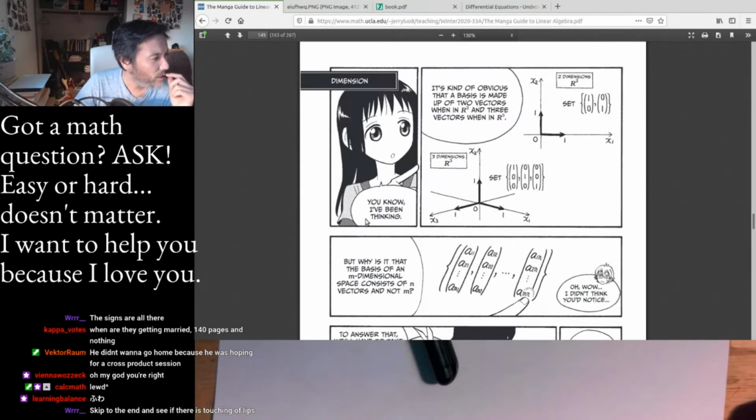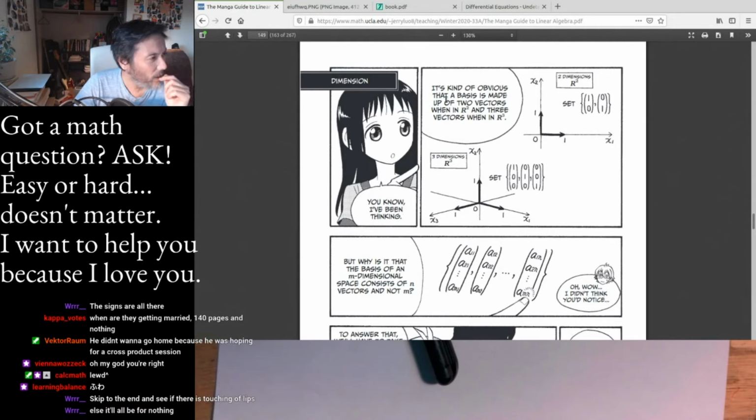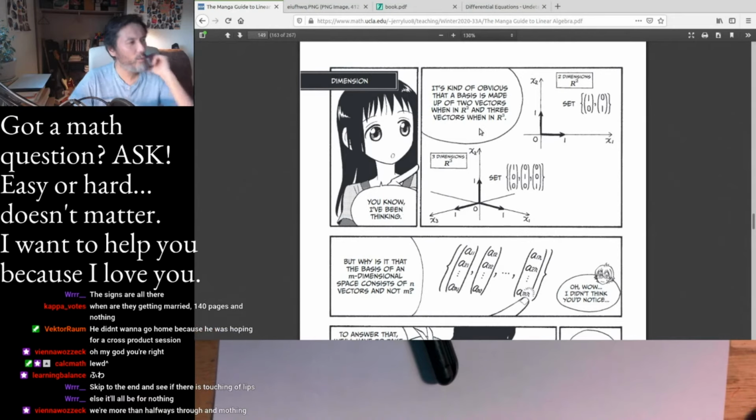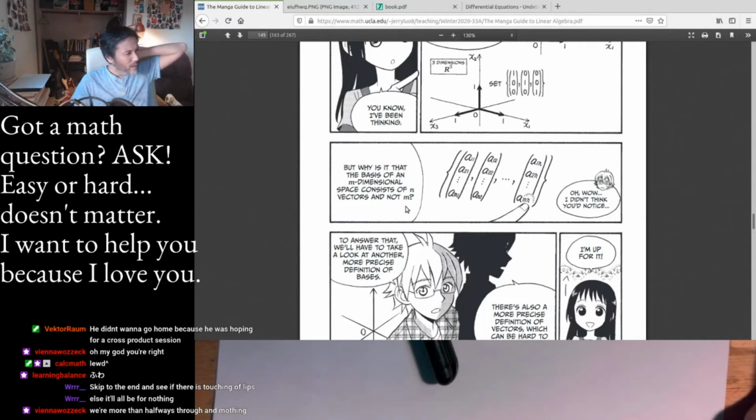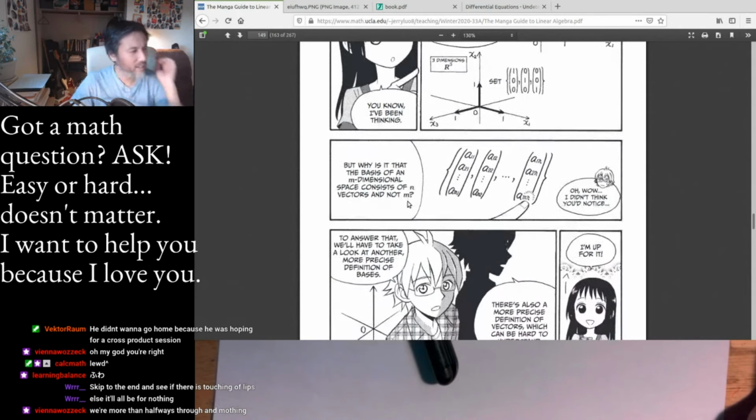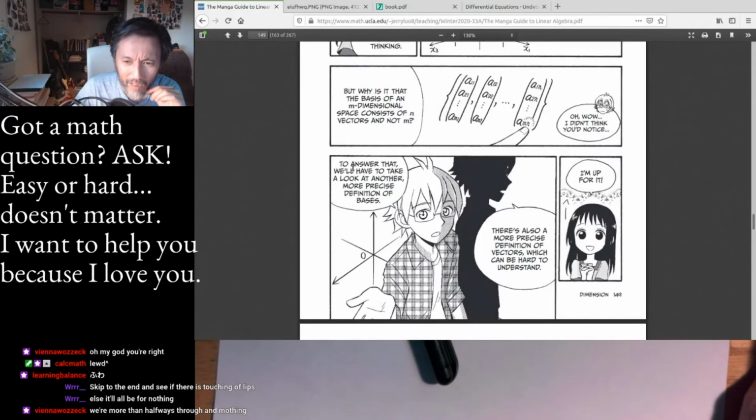Wait, I've been thinking. It's kind of obvious that a basis is made up of 2 vectors in R2, and 3 vectors in R3. But why is it that the basis of an m-dimensional space consists of n vectors and not m? I think they've been operating on something else that I don't understand.